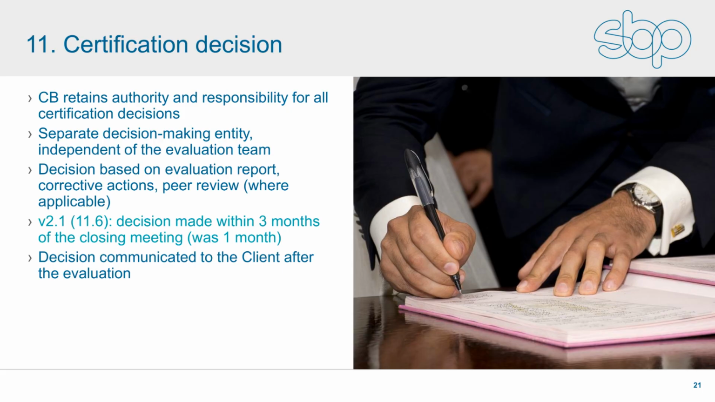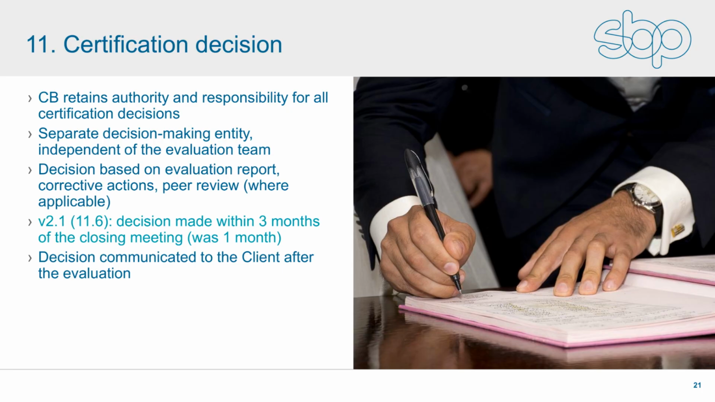It must not include individuals with conflicts of interest, financial or commercial, and it must not include the evaluation team leader, the auditors, or the technical experts who conducted the evaluation. The decision is based on the evidence in the evaluation report, the corrective actions taken in response to any non-conformances, the conclusions of the peer review where applicable, and any other relevant evaluation information.